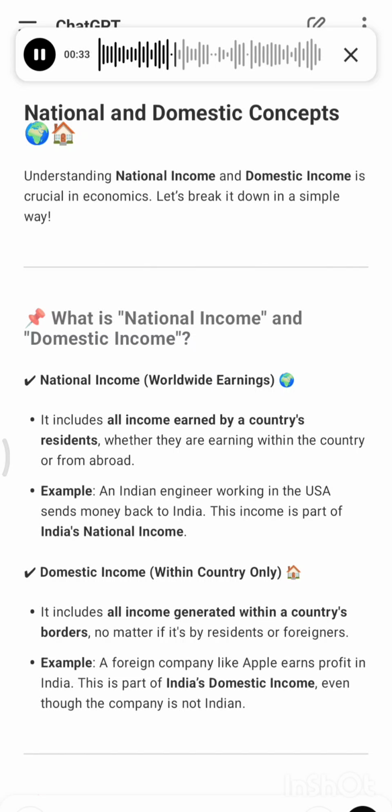Domestic income, within country only. It includes all income generated within a country's borders, no matter if it's by residents or foreigners. Example, a foreign company like Apple earns profit in India. This is part of India's domestic income, even though the company is not Indian.